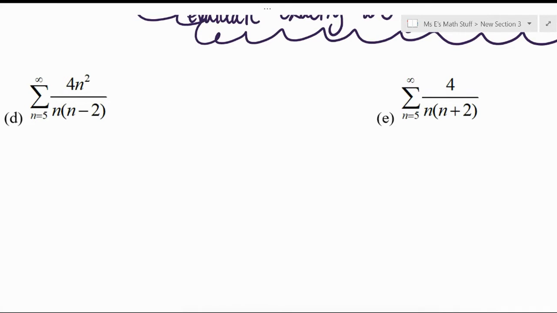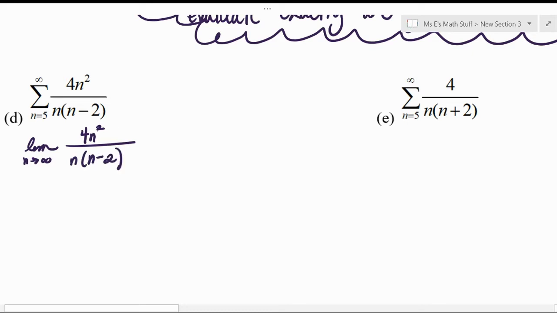So for part D, if you were to start expanding the terms out, I personally don't really care to, but if you did, you'd notice pretty quickly that this is not geometric. If you were to figure out what the terms go to, like at the tail end, what are you adding? Well, I think you'd find that at the tail end, you're adding a bunch of 4s. So let's check that out. What's the limit as n approaches infinity of 4n squared over n times n minus 2?